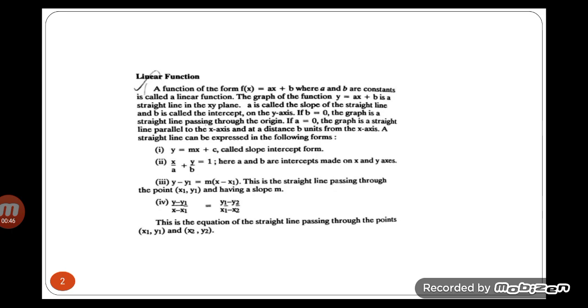The graph of this linear function will be a straight line in the xy plane. a is called the slope of the straight line and b is called the intercept on the y-axis. If b is equal to 0, the graph will pass through the origin.